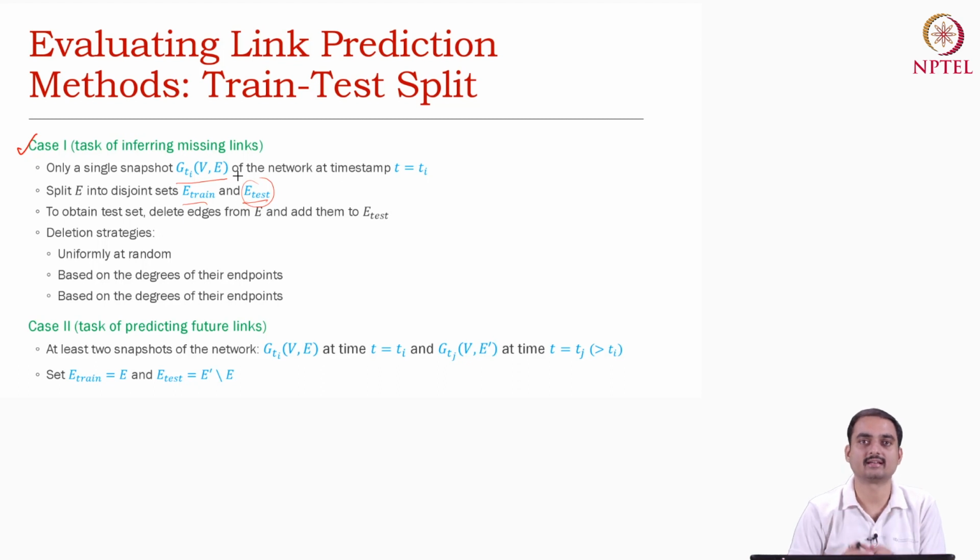Now how do you choose these 80-20 samples? How do you choose these E test samples? Of course you can randomly choose edges and delete them, and your algorithm will try to predict those edges. Random deletion is possible. Another possibility would be based on some notion, either a degree notion or a homophily notion. So why is it important?